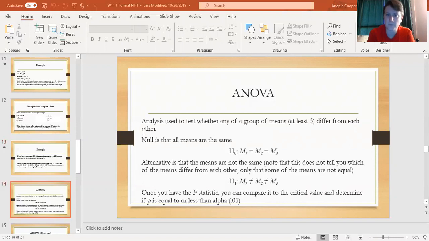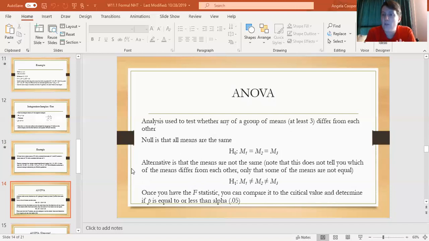So boom. ANOVA, I mentioned that this is where we're comparing 3 groups. So the null hypothesis states that all the groups are the same. The mean for the first group is equal to the mean for the second group, which is equal to the mean for the third group. The alternative hypothesis, which could be your research hypothesis, is that they're not the same. So mean 1 doesn't equal mean 2, doesn't equal mean 3.